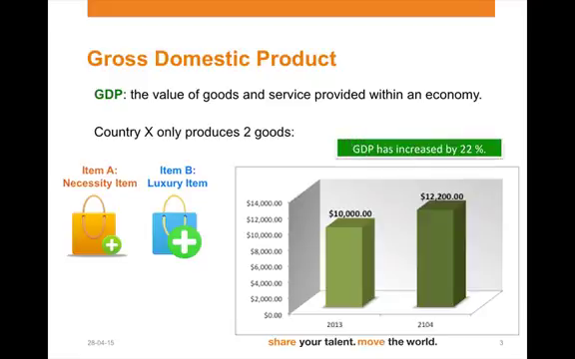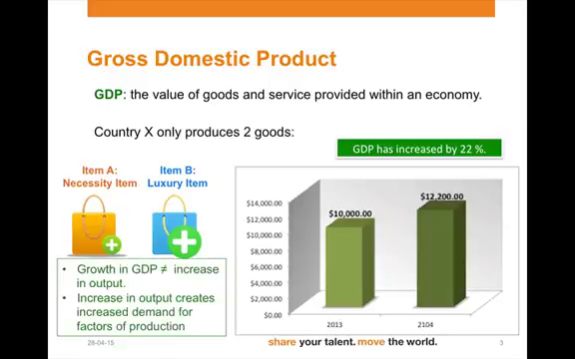That means that we can conclude that GDP has increased by 22%. However, we have to be aware that growth in GDP is not equal to an increase in output, and we're interested in an increase in output as an increase in output creates increased demand for factors of production. The demand for factors of production creates an increase in the demand for goods and services.